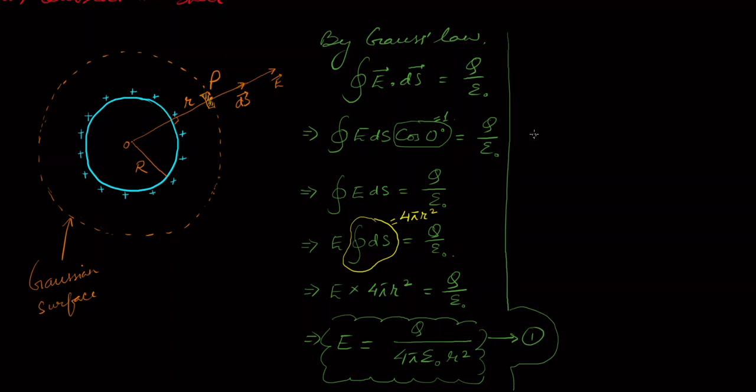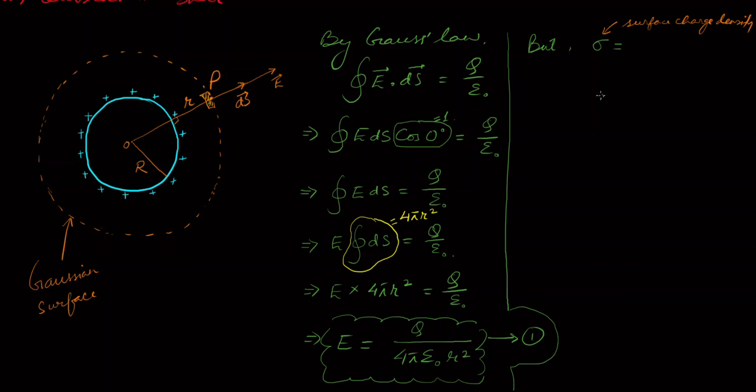Okay, right. But what is Q? What is Q? Okay, what is sigma? Sigma here is the surface charge density. Surface charge density means what?